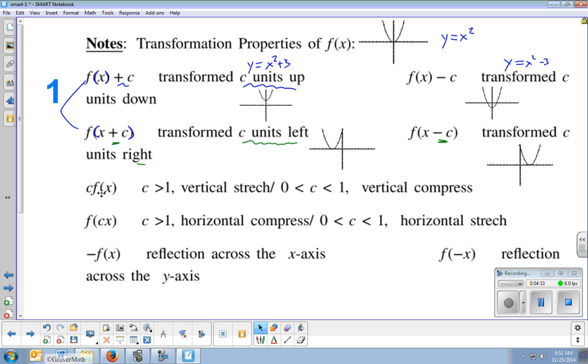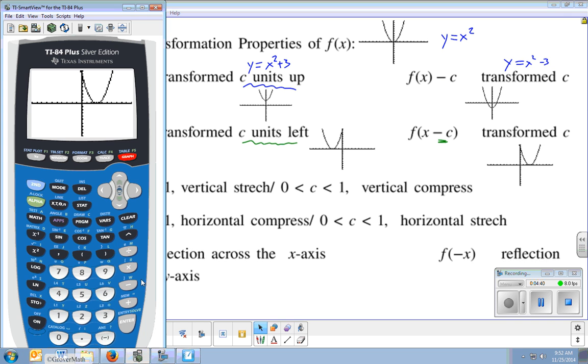Now there's a couple of things you could do. What if you were to multiply your function by something? And this has to do with stretching and compressing the graph. So if we were to take, let me go back to my parent function here.